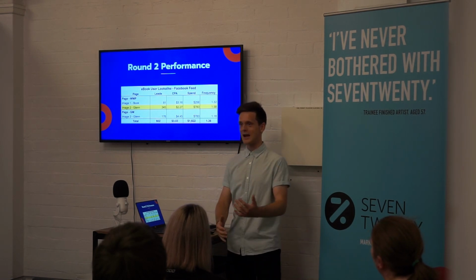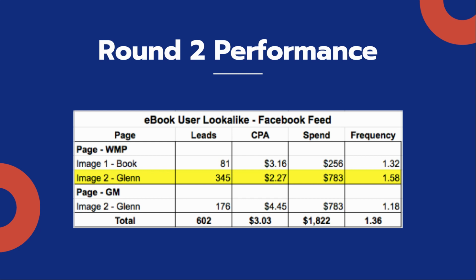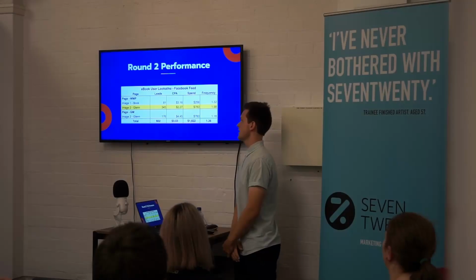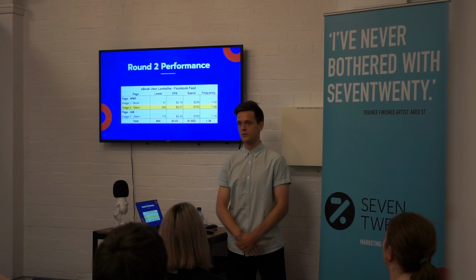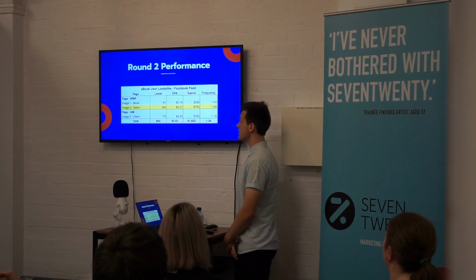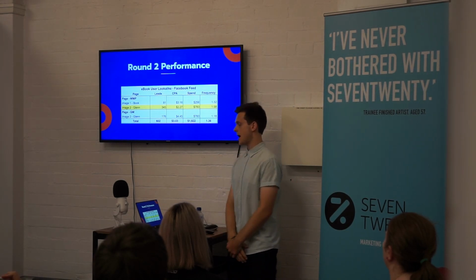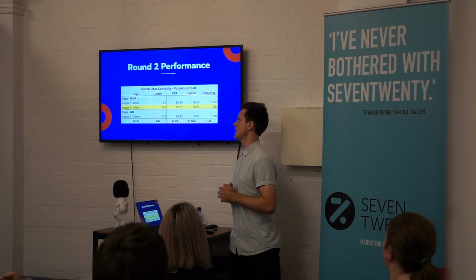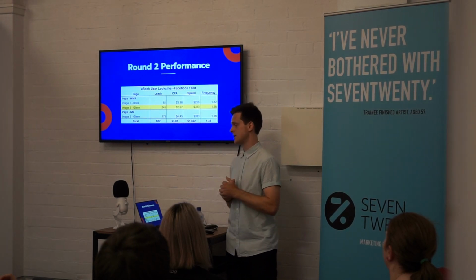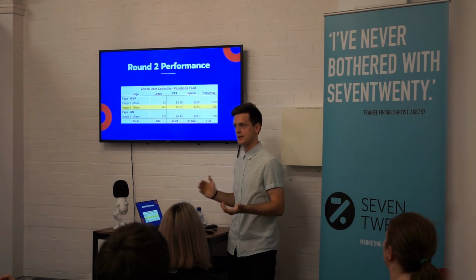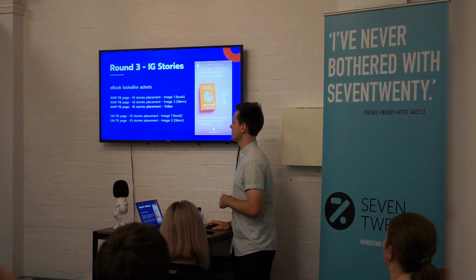The top performing ad out of these 3 ad sets was from the WMP page, and it was the image of Glenn. In this case, we had a CPA of 227, which really outperformed. It generated half the leads throughout that total campaign. So from that, we established that the top performing audience that we'd prioritize is that particular ad with a CPA of 227. So we'd lowered our CPA by about 70, 80% at that point. So we're really happy at that.